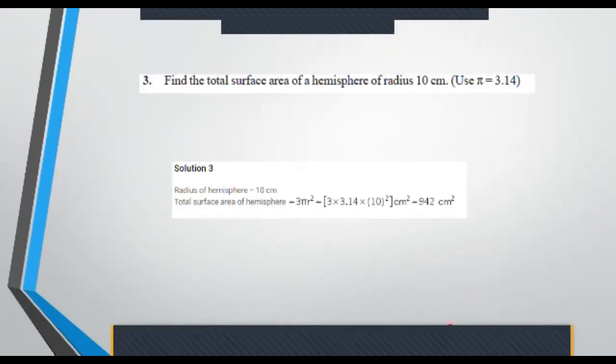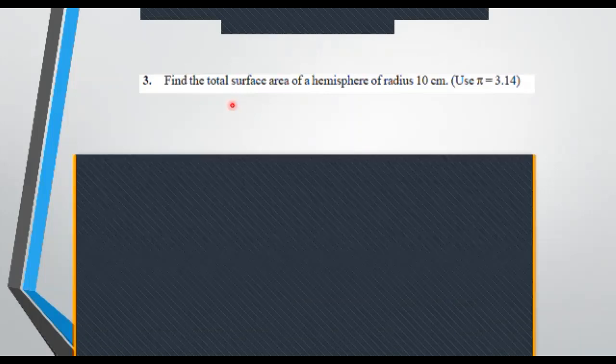So here your next question goes. Find the total surface area of a hemisphere. Total surface area means nothing but 3 pi r square. So radius is given as 10. Yes, ma'am. 942 centimeters. Check it out. Pi is given as 3.14.